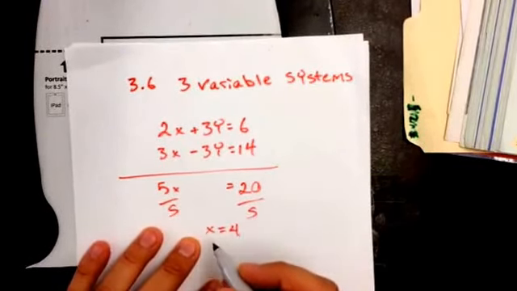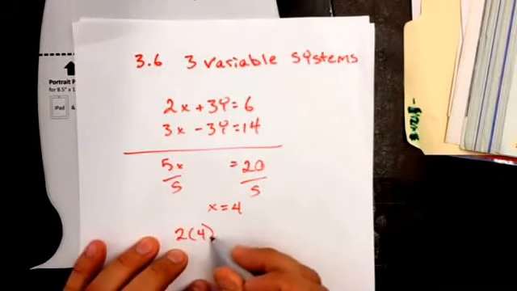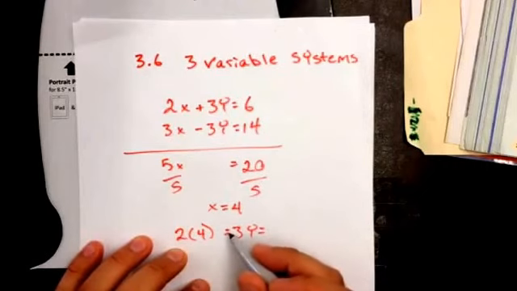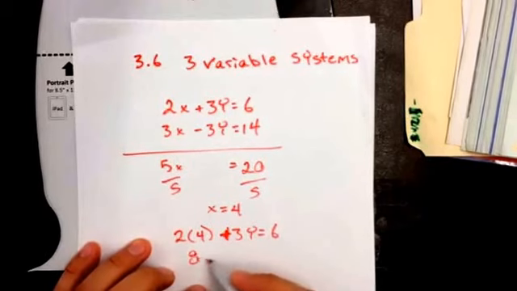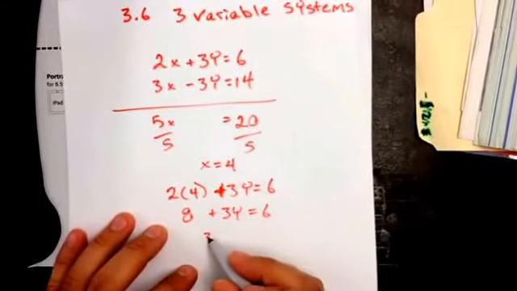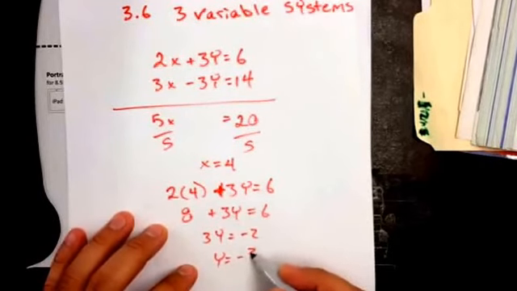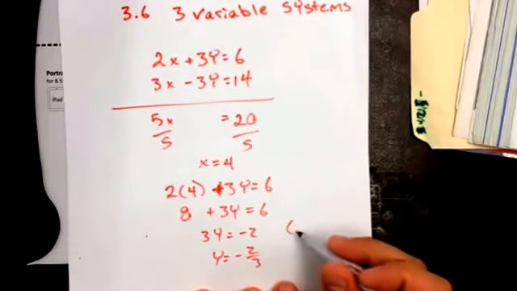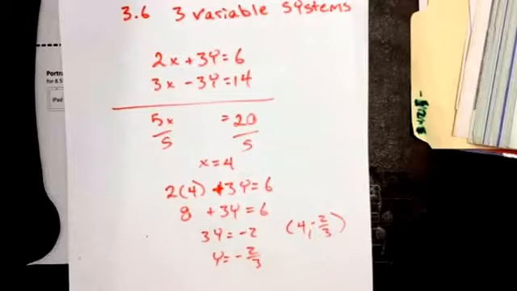And as soon as you get your x value, you can plug that back in to either one of the equations to figure out the y value. Whoops, I should say plus, not equals. And remember that we're looking for a point. So the point here would be 4, negative 2/3. And that's your answer, okay?